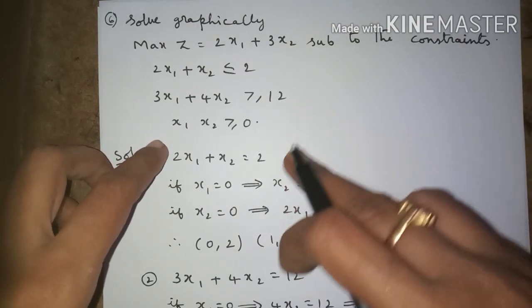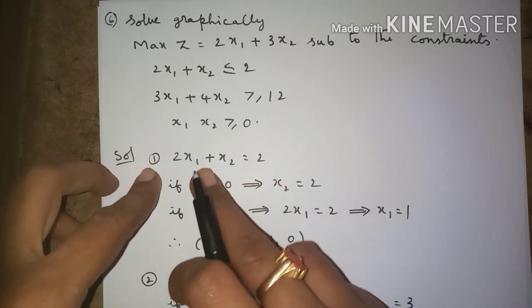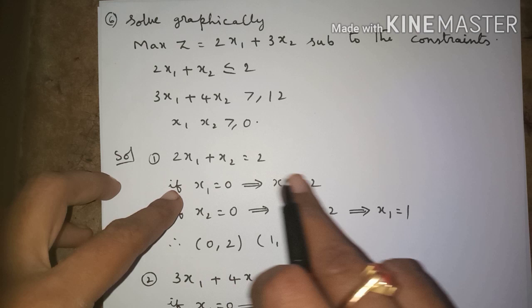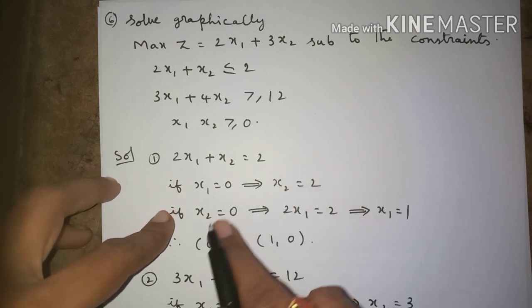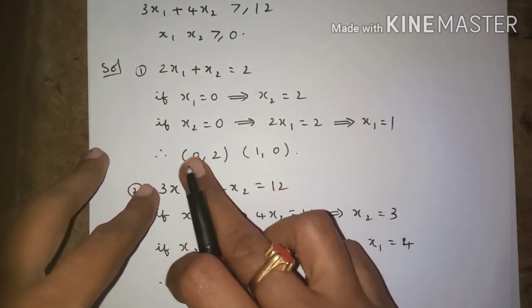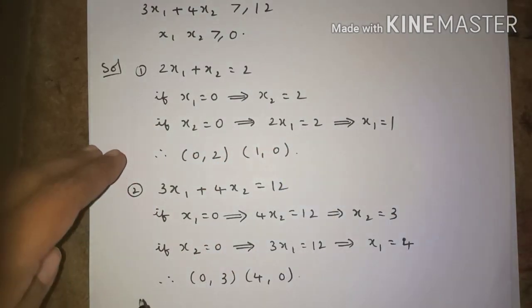Now using the first constraint we will find the points. I wrote the first constraint in the equation form. If x1 is equal to 0, you will get x2 value 2. If x2 is 0, you will get x1 is equal to 1. So the points we have got are (0, 2) and (1, 0).